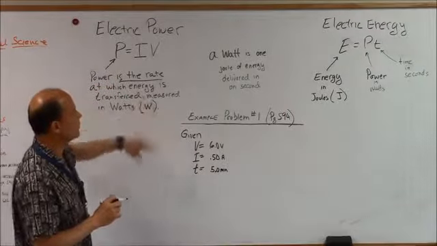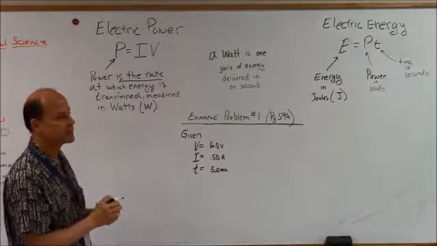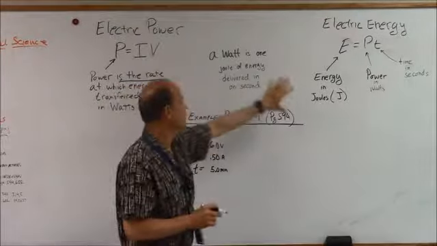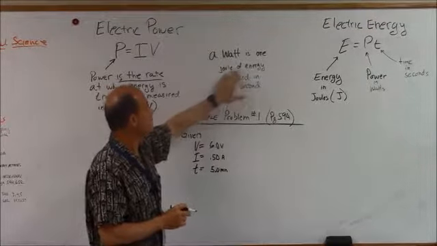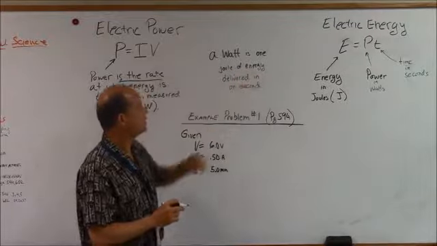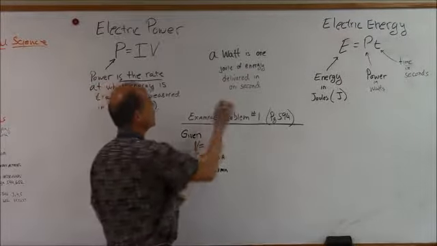So I tried to put this up here. I don't know, maybe you can organize your page the same way. Power and energy are related. They're related by the fact that power is a rate. A watt is 1 joule of energy delivered in 1 second.